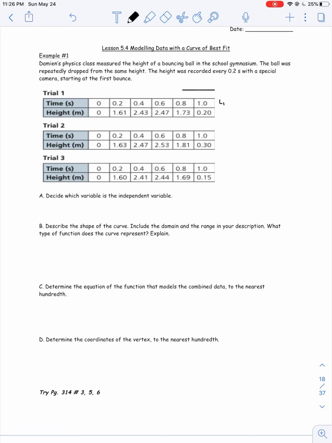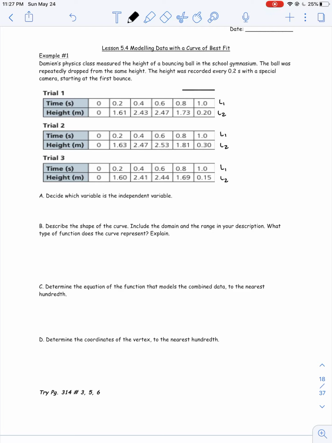The time is going to be labeled as your L1, which is your independent variable, and your heights are going to be L2. What you'll need to remember is that these charts will continue on in the same L1 and L2. So you're going to write all these times. Even though they're repeated, all of them are going to go into L1. So trial 1, 2, and 3, and then you're going to repeat the heights for L2 for trial 1, 2, and 3.